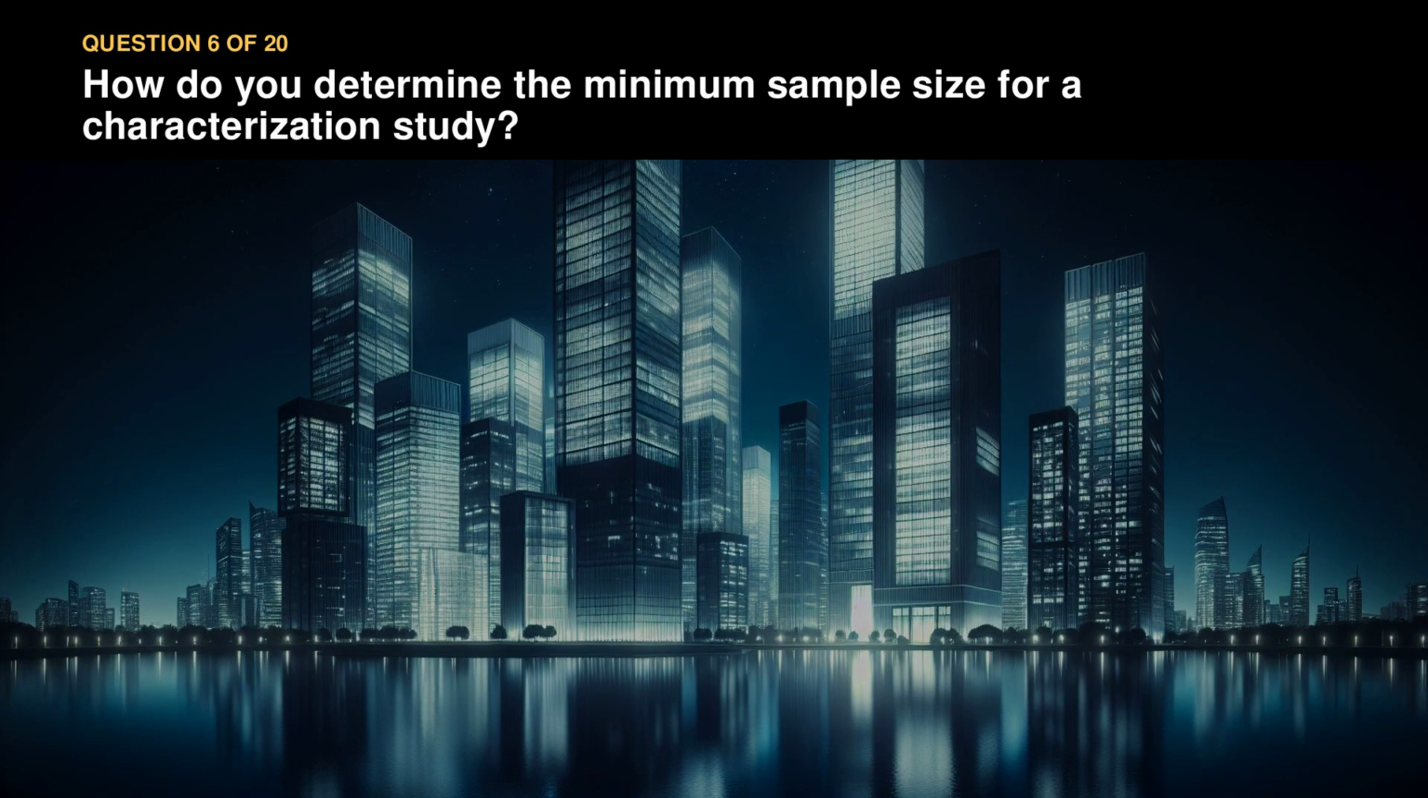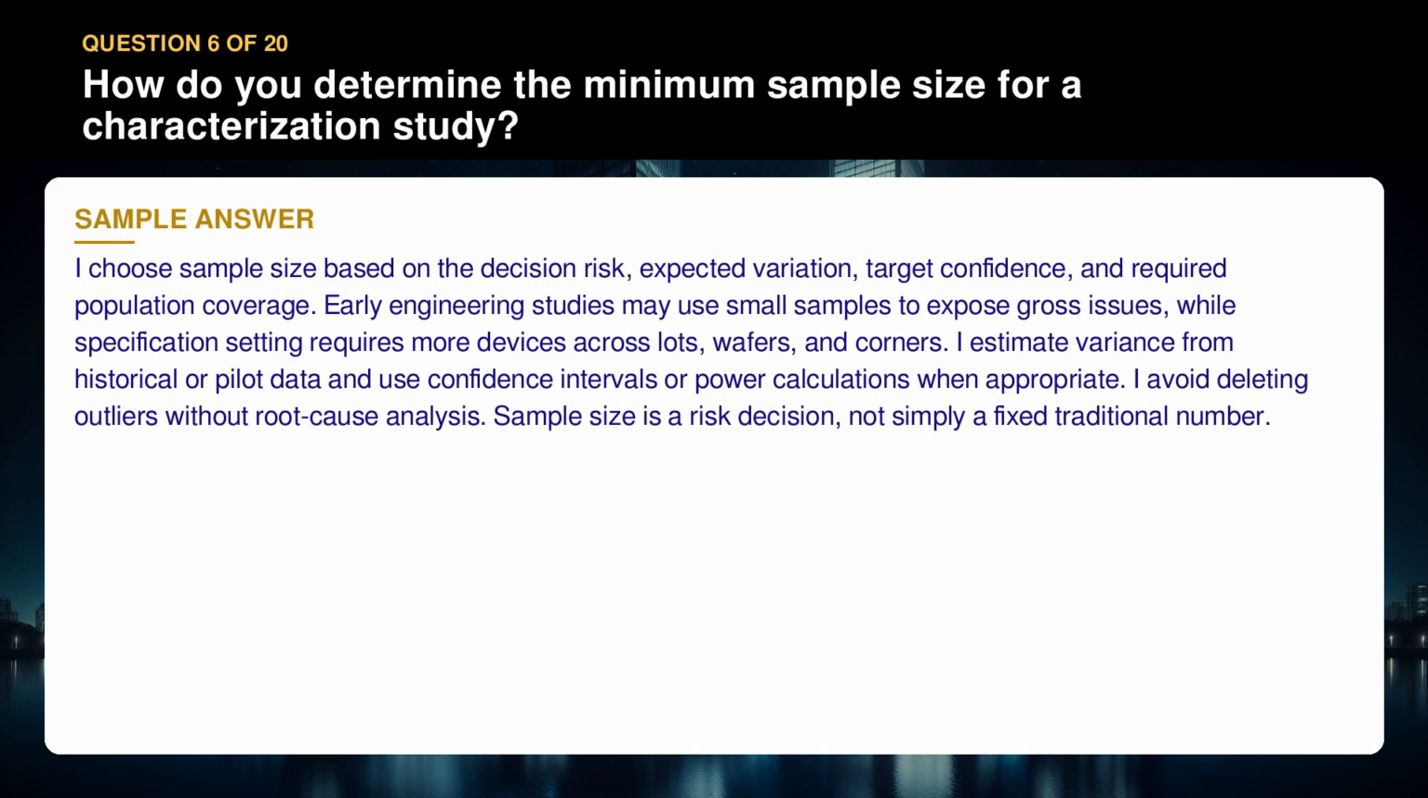Question 6. How do you determine the minimum sample size for a characterization study? I choose sample size based on the decision risk, expected variation, target confidence, and required population coverage. Early engineering studies may use small samples to expose gross issues, while specification setting requires more devices across lots, wafers, and corners. I estimate variance from historical or pilot data and use confidence intervals or power calculations when appropriate. I avoid deleting outliers without root cause analysis. Sample size is a risk decision, not simply a fixed traditional number.